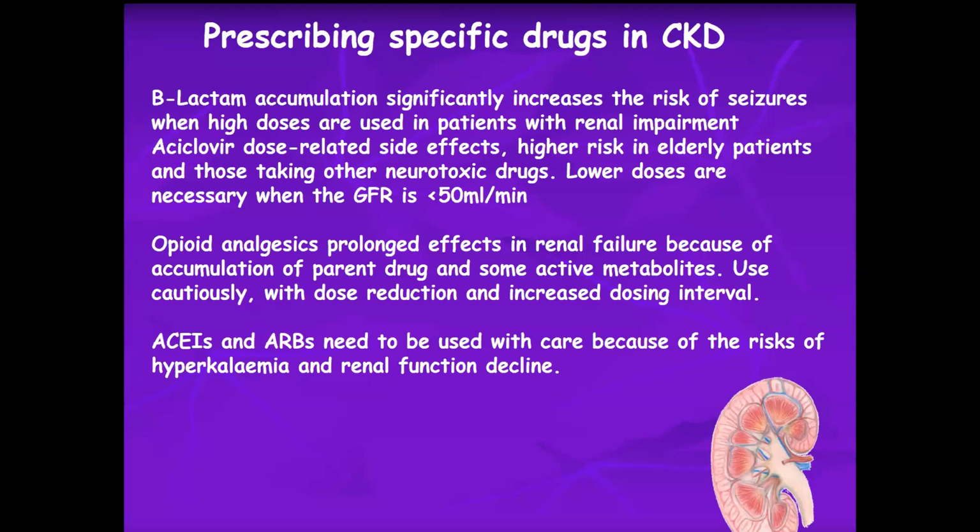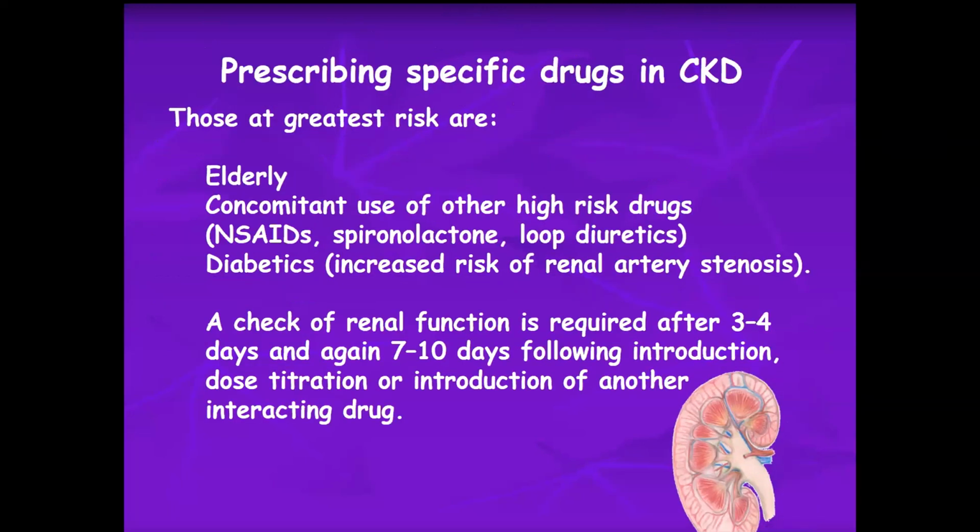ACE inhibitors and ARBs need to be used with caution because of the risks of hyperkalemia and renal function decline. Those at greatest risk of toxicity are obviously the elderly patient, and the concomitant use of other high-risk drugs like anti-inflammatories, spironolactone, loop diuretics. Patients with diabetes have an increased risk of renal artery stenosis. So a check of your renal function is required after 3 to 4 days and again 7 to 10 days following introduction, dose titration, or introduction of another interacting drug.